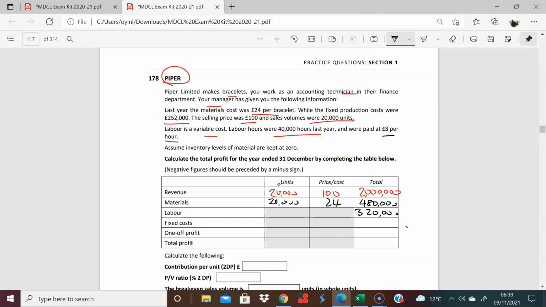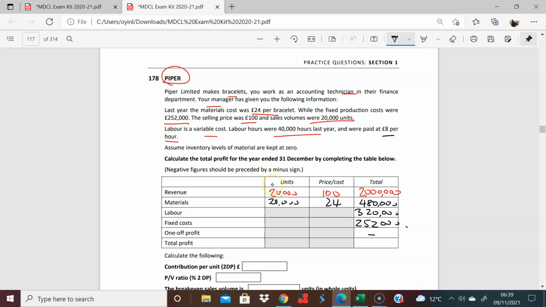That's 320,000. Then we have this fixed production cost of 252,000. There is no one-off profit here. There's nothing. I don't know why that's even in the table, to be honest. These are all the costs I can see.